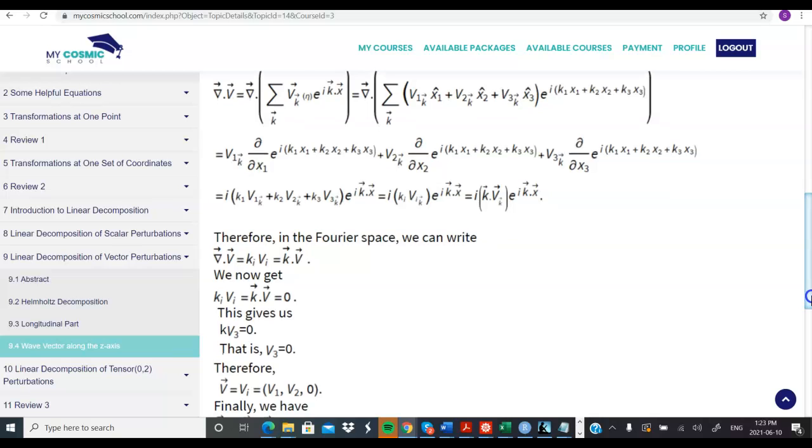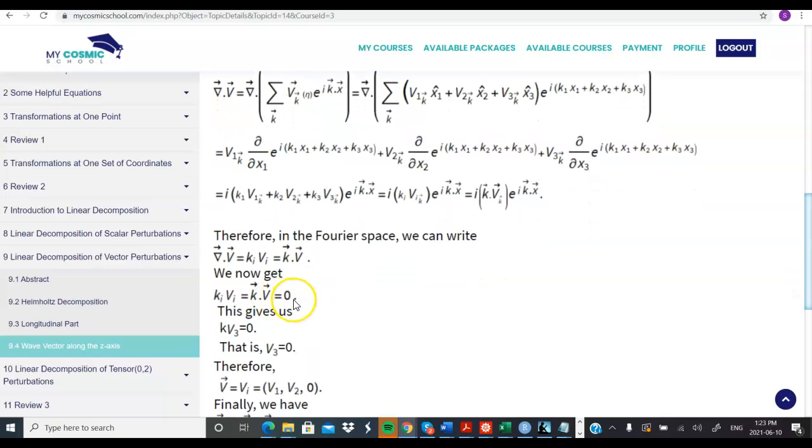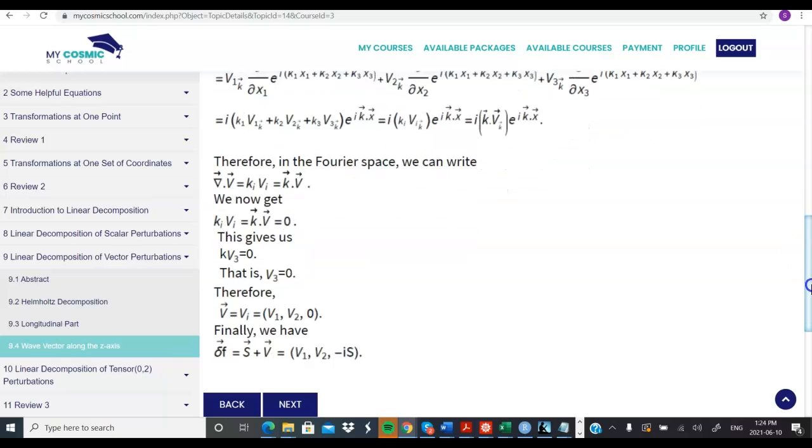But now in our case, the first thing is that we have k dot V equal to 0, because the transverse component is divergence free and del dot V is 0. Del dot V being 0 means ki vi equals k dot V equals 0. Now k dot V equal to 0 means k1 v1 plus k2 v2 plus k3 v3 is 0. In our case, k1 is already 0, k2 is already 0, so k3 v3 is 0. K3 is k in our case, so k v3 is 0. So k v3 being 0 means v3 is 0, and the V vector can be written as V1, V2, 0.